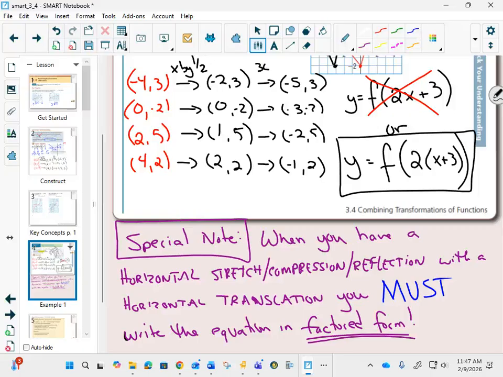Okay, I had one student set a reminder on their phone for 10 p.m. every night. 10 p.m. every night, they're like, bloop, special note came up on their phone, reminder. When you have a horizontal stretch, compression, reflection with a horizontal translation, you must write the equation in factored form. Every night they get a reminder. I mean, that'd be awesome, but if you do every important thing for this course as a reminder, by the end of the year, it's going to go from 10 PM to like 1 AM, 3 hours of important reminders. Not a bad idea.